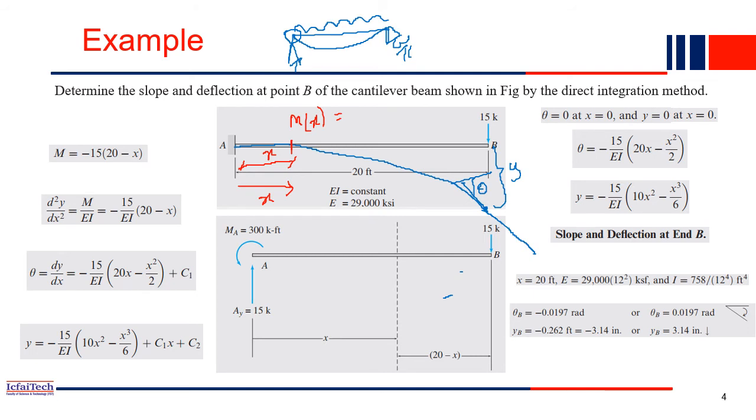So what is the reaction? Our first step will be to find the reactions, right? Only one vertical force is acting downward, 15k. So 15k is acting downward. That means you have the reaction here at the support, which also is 15k, in the upward direction, right? This is the single reaction you have.